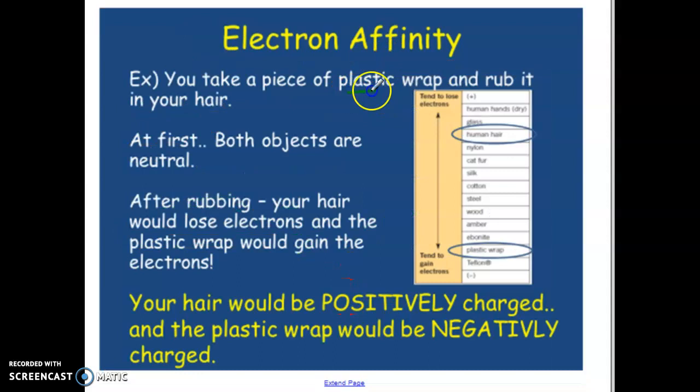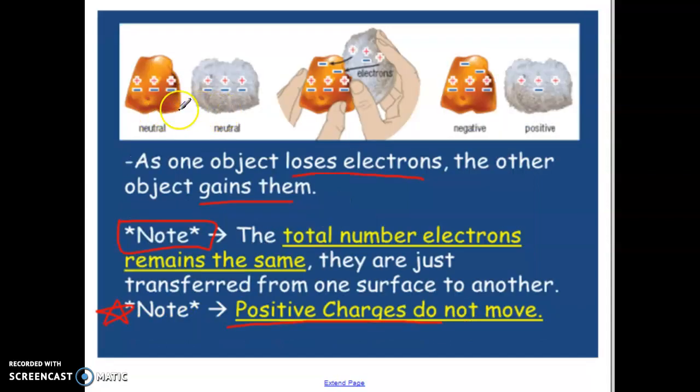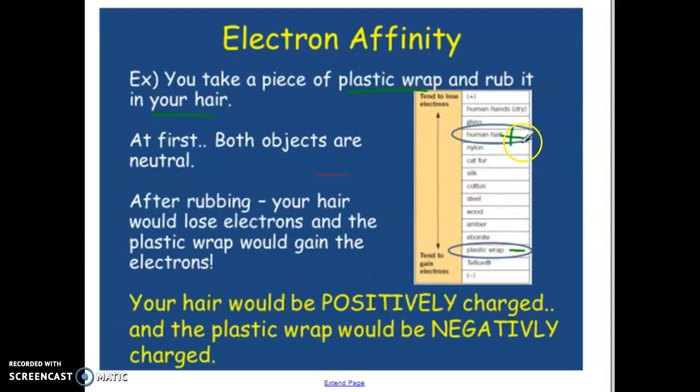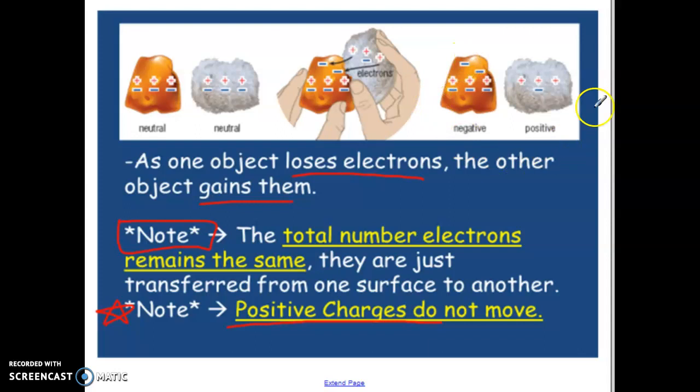So let's say we took a piece of plastic wrap and we rubbed it in our hair, right? So plastic wrap is down here, human hair is up here. So that means that the human hair after the interaction will become positive and the wrap would become negative. But remember, let's go back for a second. When they start, so before they interact, it always starts off as being neutral. What we're talking about here when we're looking at the positive and negative, that's the after part. So after you complete the friction.